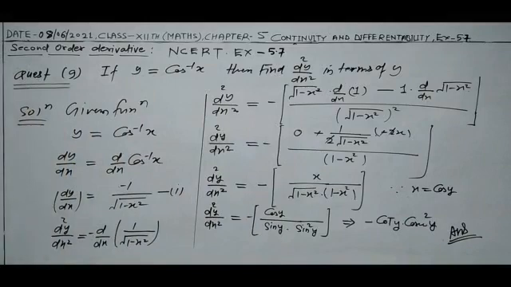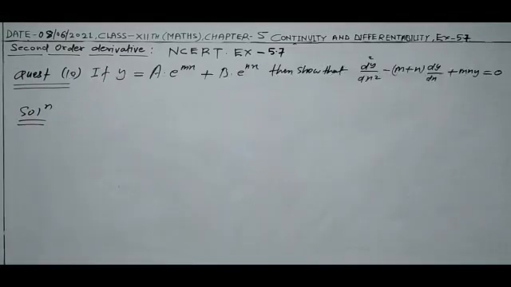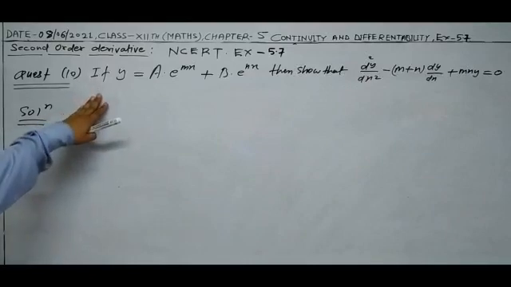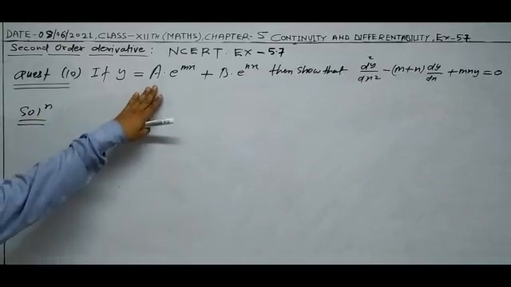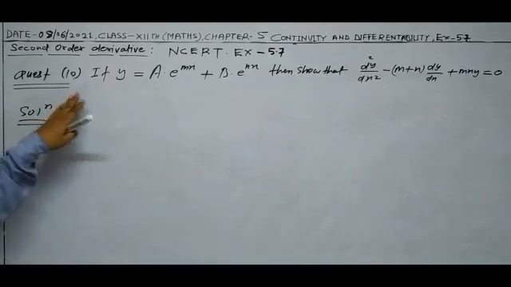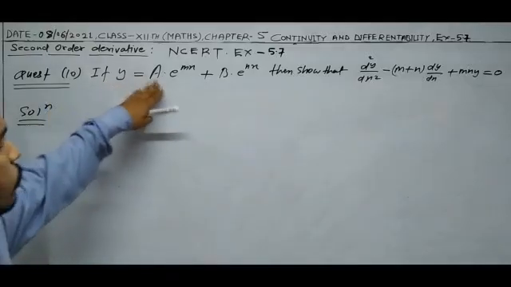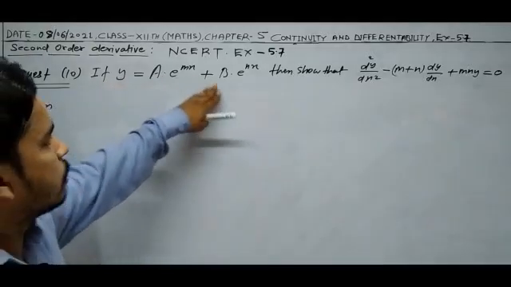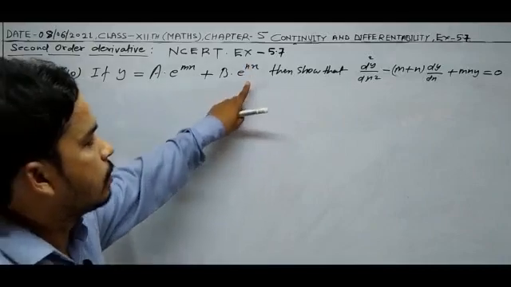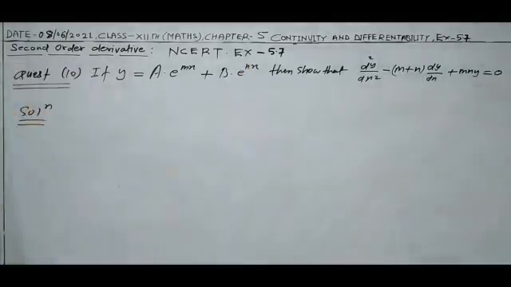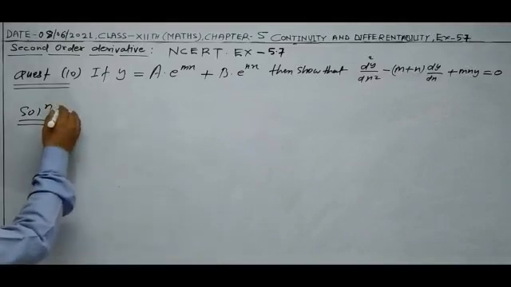Now come to question number 10. Question number 10 is: if y is equal to a times e to the power mx plus b times e to the power nx, then we have to show that d2y by dx2 minus (m plus n) dy by dx plus mny is equal to 0.